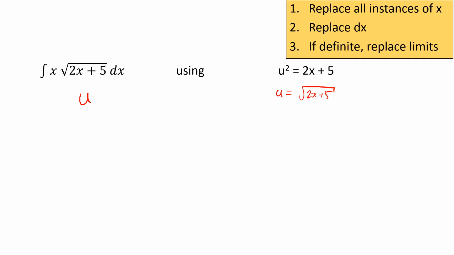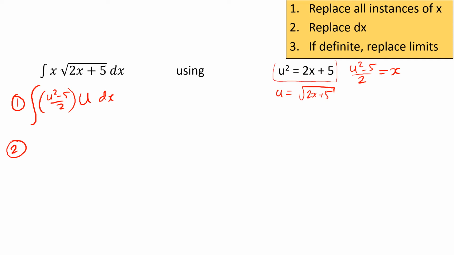And we might also want to rearrange this. So u squared minus 5 over 2 is equal to x. So we can sub that in for our x. U squared minus 5 over 2 and then dx. So that's step 1. Step 2, we want to replace dx. So we're going to differentiate this, but we're not going to do du by dx this time.